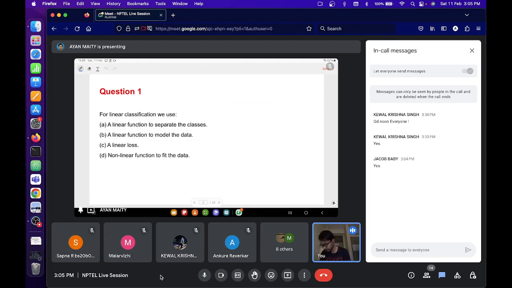For linear classification there are four options: a linear function to separate the classes, a linear function to model the data, a linear loss function, a non-linear function to fit the data. So these are the four options. What do we use for linear classification? We use only one of these four things. So what is that?